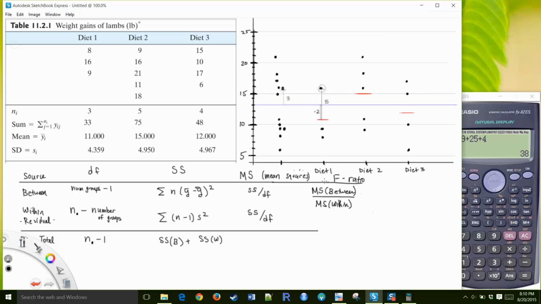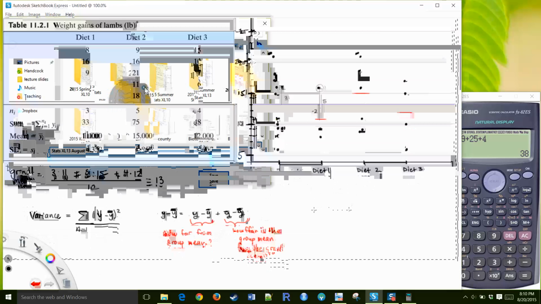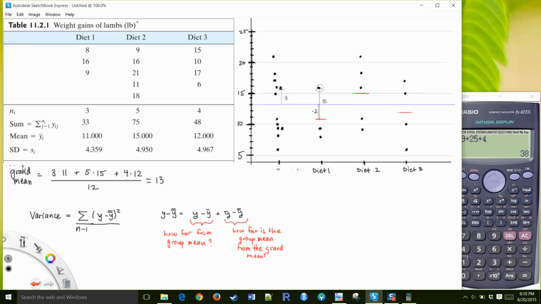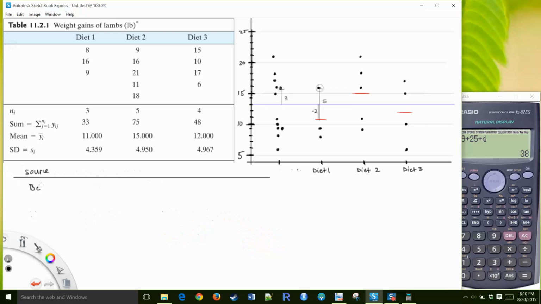Okay, so the degrees of freedom for between is, what will this number be? 2. I've got a total of 3 groups minus 1 gives me 2. What is my total degrees of freedom going to be? It's the number of data points minus 1, so it will be 11, which means my residual degrees of freedom will be 9.